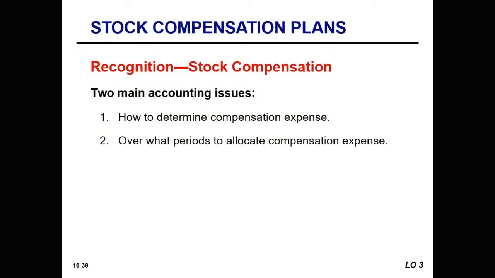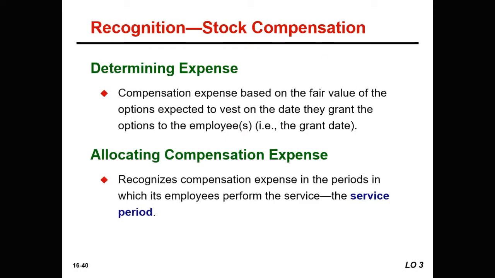So let's start with looking at recognizing stock compensation. There are two issues. There is the actual determination of what the expense is, and then there is a period of allocation for that compensation expense. Determining the expense. When we're working on what is the expense, under fair value, companies compute the total compensation expense based on the fair value of the options that are expected to vest on the date they grant the options to the employees. This is called the grant date.